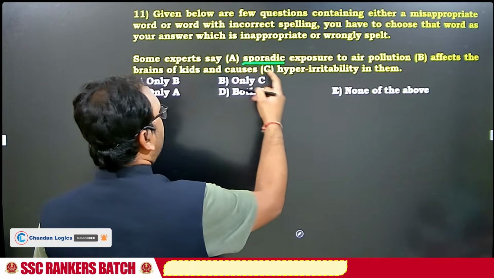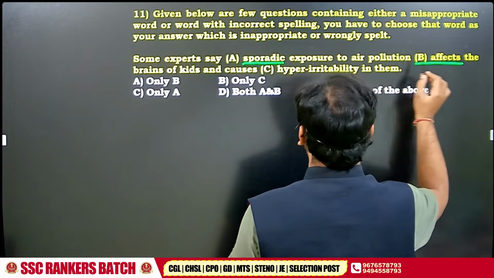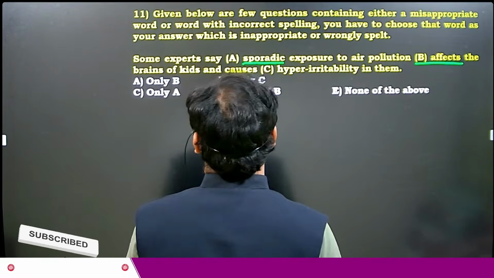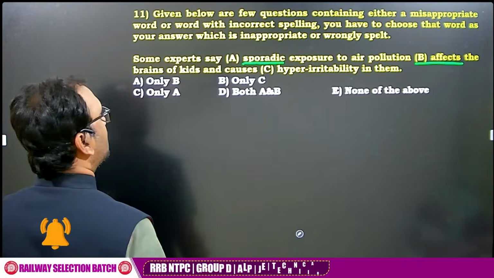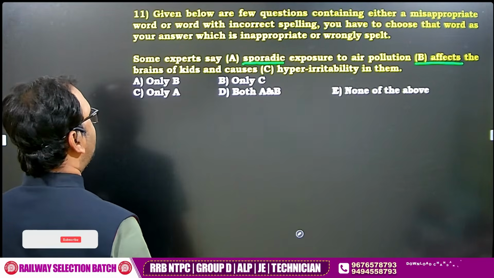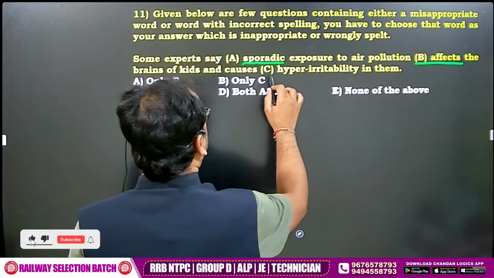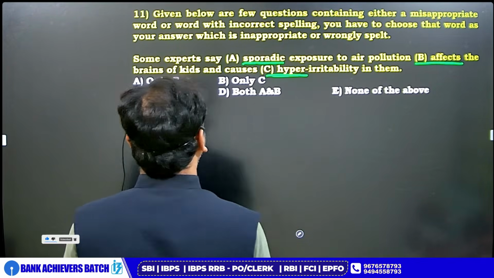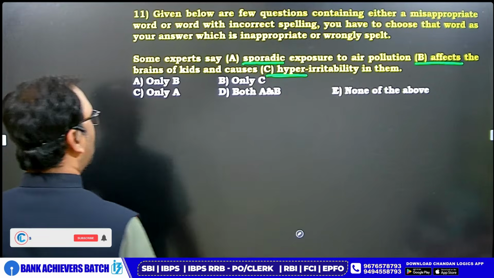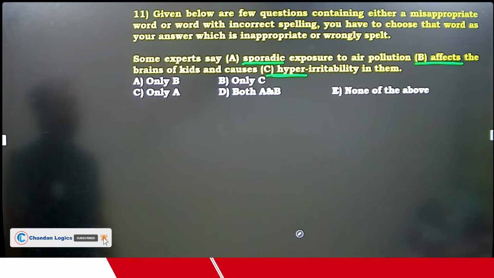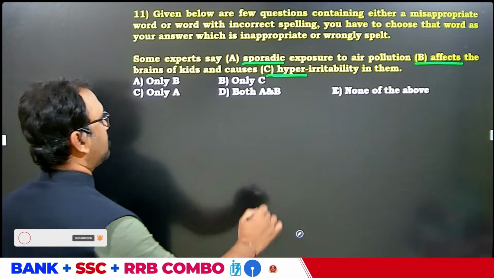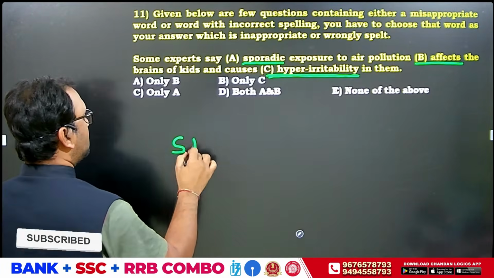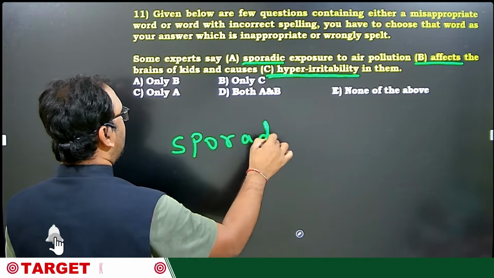Sporadic is A, affects is B, and let me underline C here, hyper. That's all, only 3 words here, no D. Hyper irritability. Okay, I will not waste time. The problem is with sporadic.